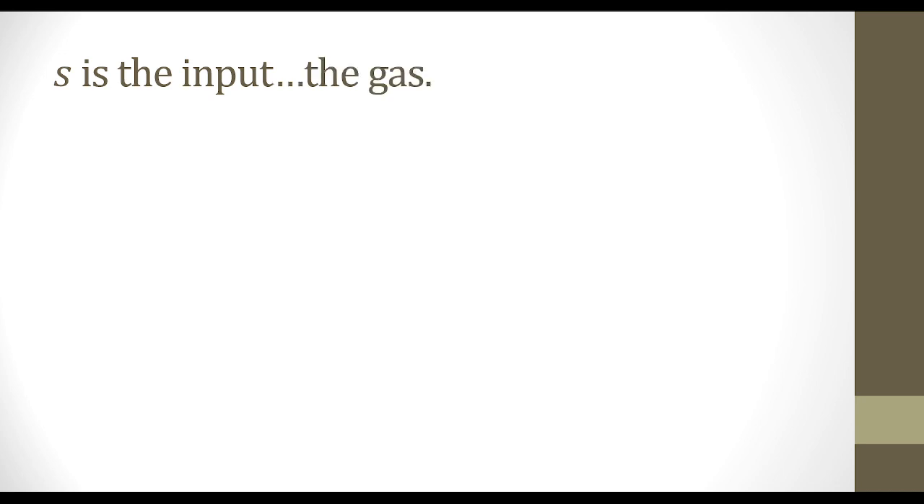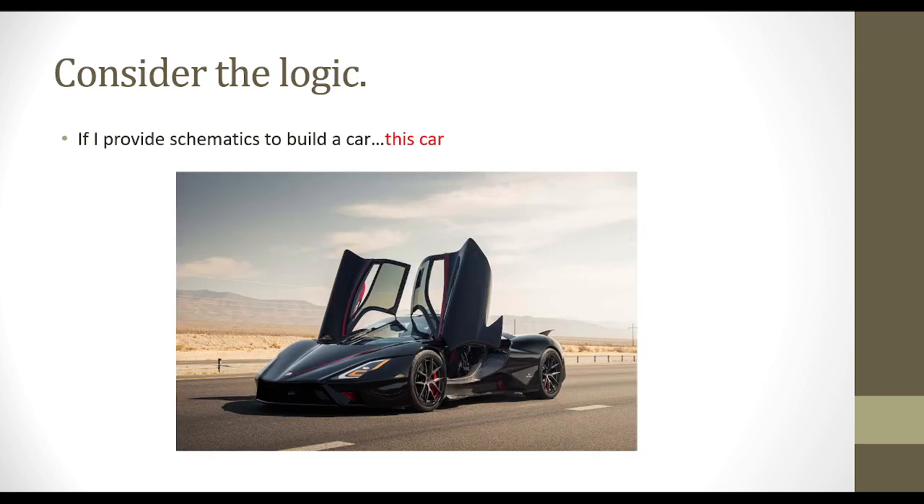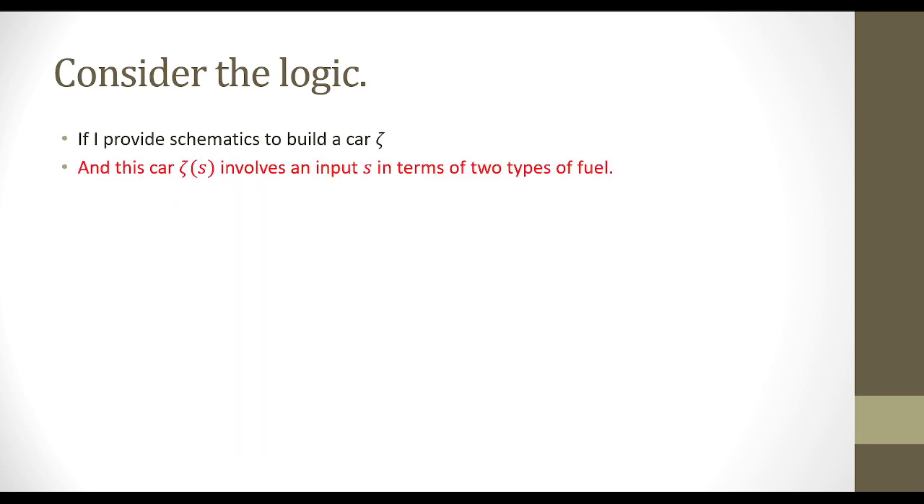All right. Now let's just forget the types. Let's just say it is the gas, or the component we're looking for in the gas. If I provide schematics to build a car, we're going to call it Zeta. This car involves an input s in terms of 2 types of fuel. We don't know which one. We know it takes 1 type, real part 1/2. But we also have an electrical damping functionality. I'm giving you instructions on how to build this car.